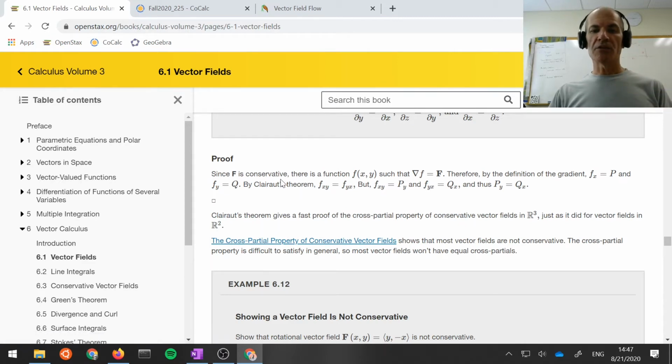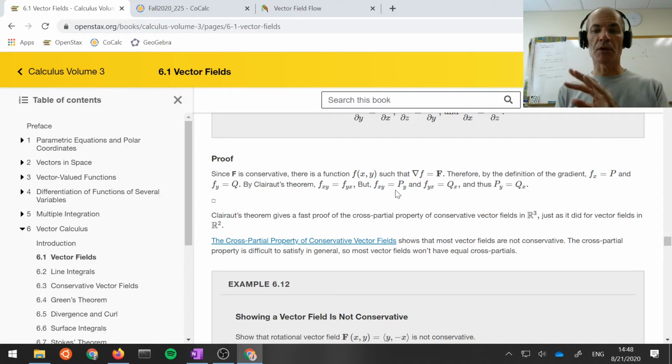The proof here relies on Clairaut's theorem about mixed partial derivatives. We know that if F is conservative, it's the gradient of some potential function f. That means that the first component of F is f sub x, and the second component of the vector field is f sub y. By Clairaut's theorem, we know that the mixed partials are equal. So if we take the partial of P with respect to y, that better equal the partial of Q with respect to x, because behind the scenes, secretly, what you've done is mixed partials of the potential function.